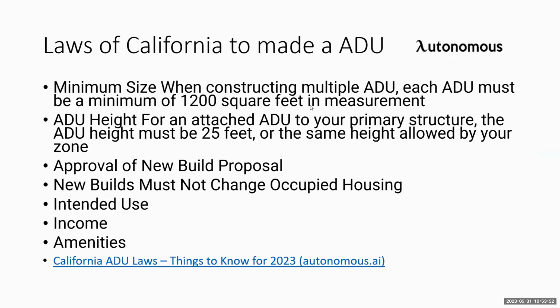So, the laws of California to make an ADU. I get this information from the Autonomous. Minimum size with construction of multiple ADUs: each ADU must be a minimum of 1,200 square feet in measurements. ADU height, for attachments of the ADU to the primary structure: the ADU height must be 25 feet, or the same height allowed by the zone.